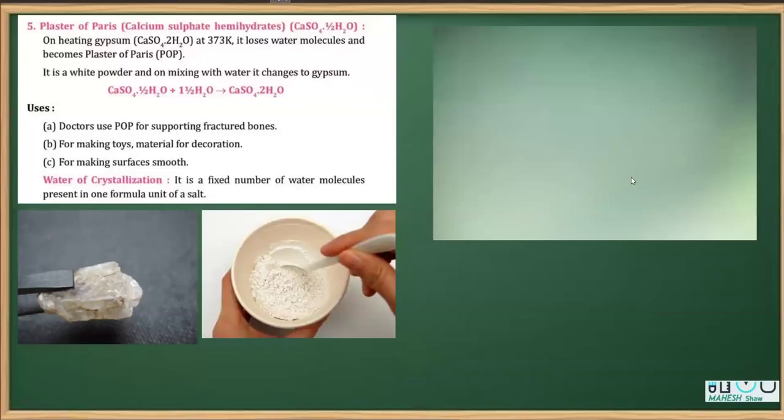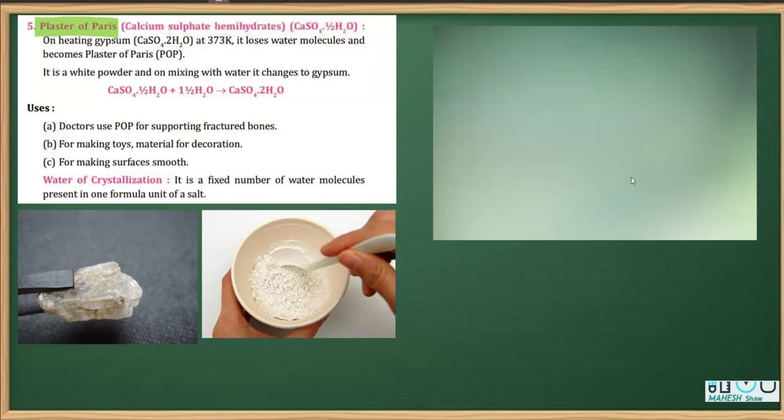In continuity with the previous session, now we will continue to study more about salts. Now we are going to study about plaster of Paris. Plaster of Paris is chemically calcium sulfate hemihydrate, that is CaSO4 dot half H2O.